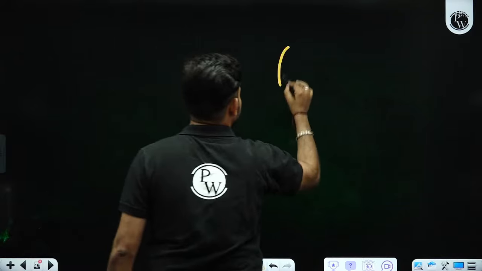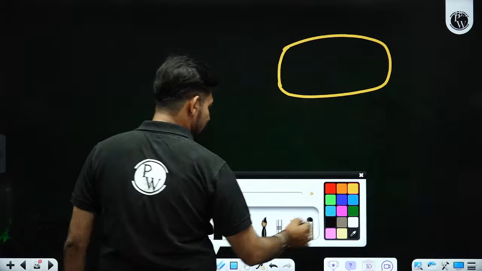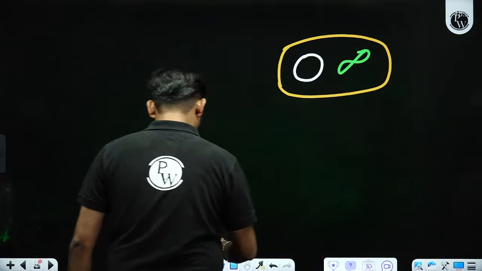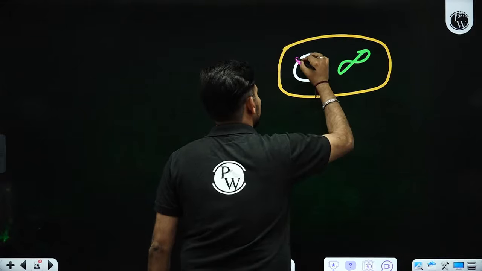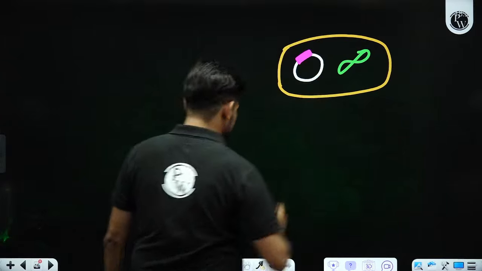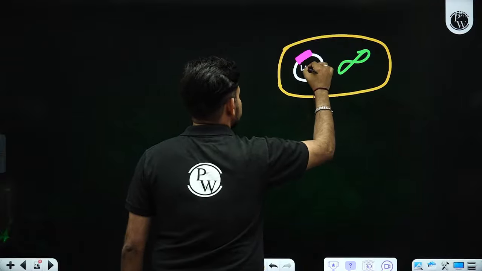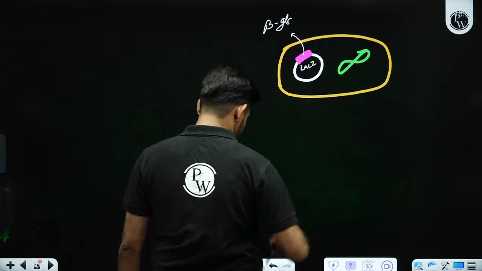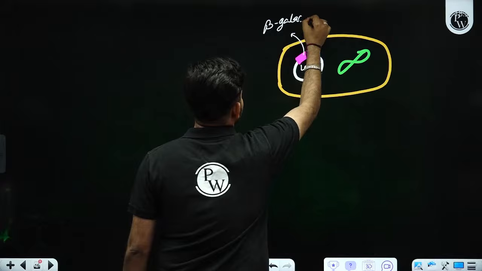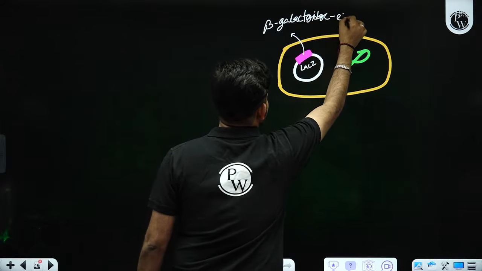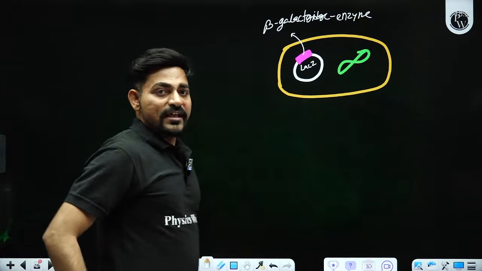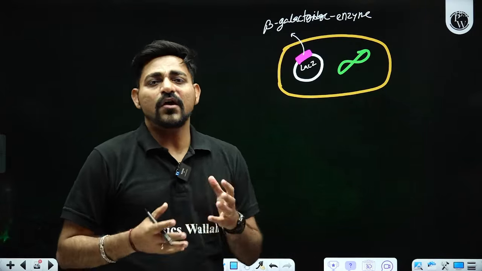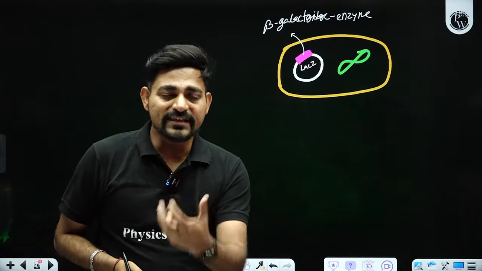So if this is the bacteria, and inside this bacteria you kept a particular plasmid which has a special gene called lacZ. Remember, the gene is called lacZ, right? Now the product of the lacZ gene will be the beta-galactosidase enzyme. Every enzyme has its own substrate and they bind with each other following the lock and key or induced fit model theory, right?